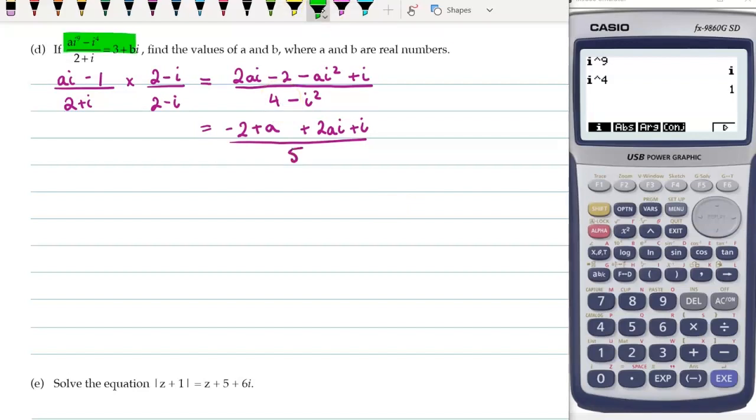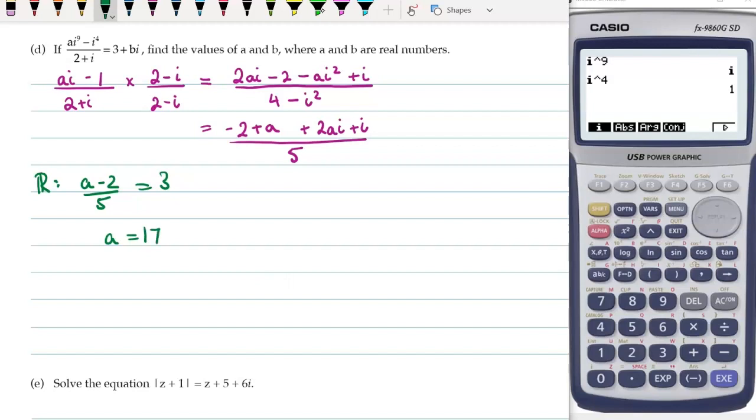Now let's go back to here and compare it to the 3 plus bi. So for the real parts, on the left, on this bit, these are the real parts. So a minus 2 over 5. And the real part in the 3 plus bi is the 3. So then a has got to be 3 times 5, which is 15, and add on the 2, so that is 17.